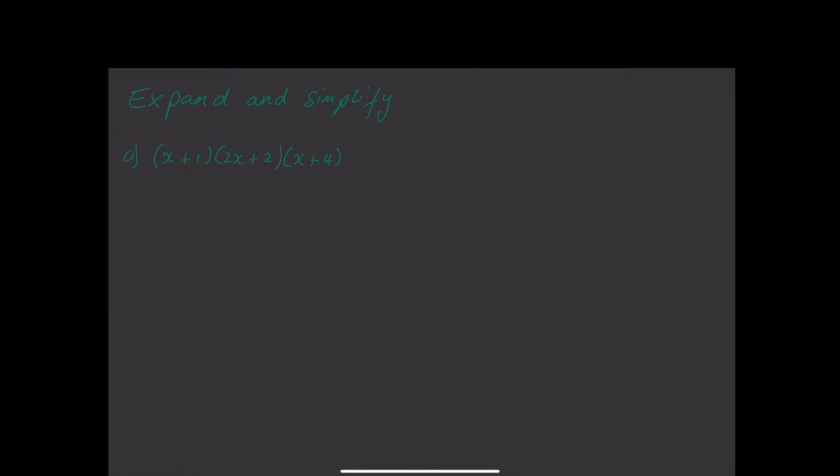So we're going to expand and simplify. We're going to start by expanding the two brackets, x plus 1 into x plus 4. Now we can use the FOIL method, we can use the partition method, or we can use the grid method. I think we'll use the partition method.